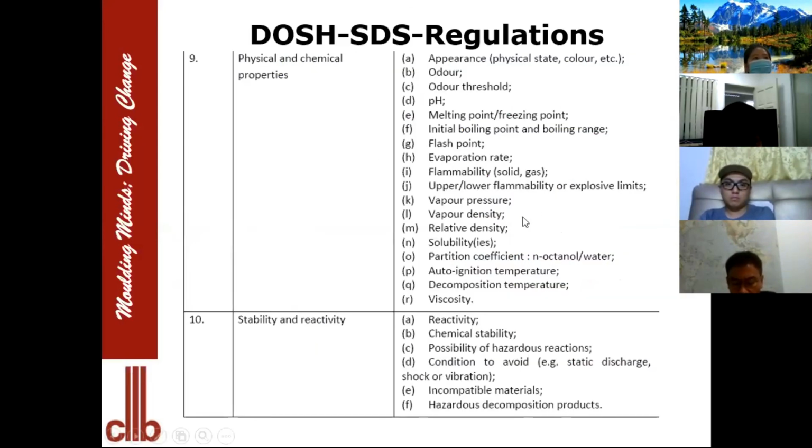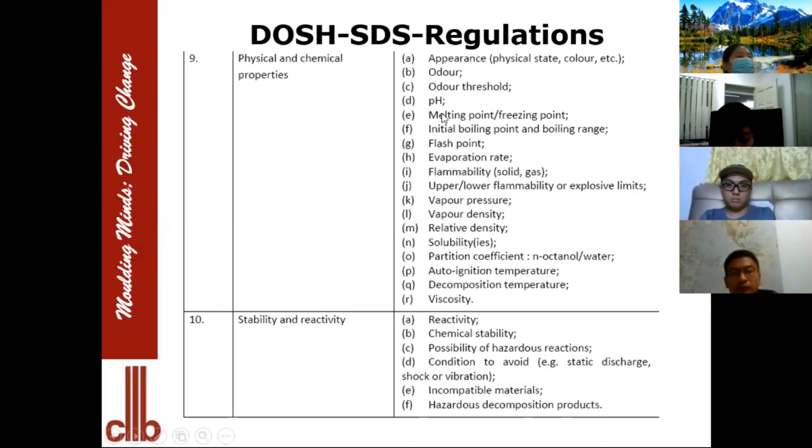Now, this is a very important section we need to look at very much, apart from looking at section 14. This is the section that indicates the test results of the substance when it was tested in the lab. So if it is a class 3, it would indicate flash point, boiling point.